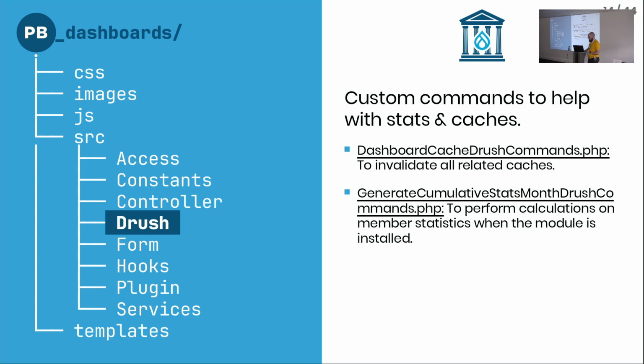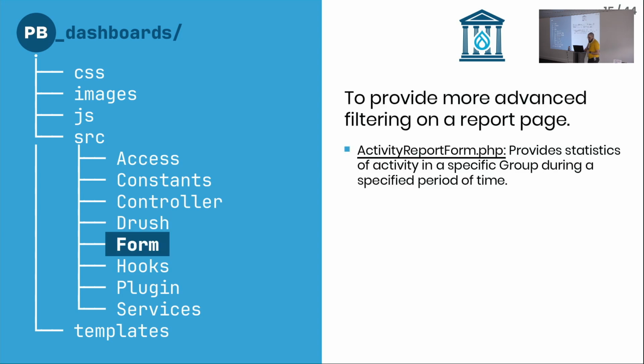We'll have a look at those next. Then we used Form API, which honestly was just this one file, but it was required for a specific group page where we wanted more dynamic content and more advanced filtering options. So that's why we used Form API.